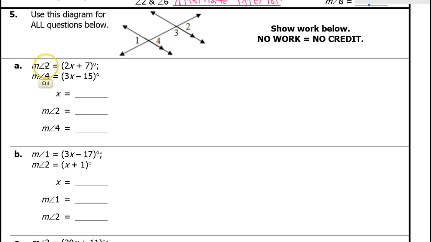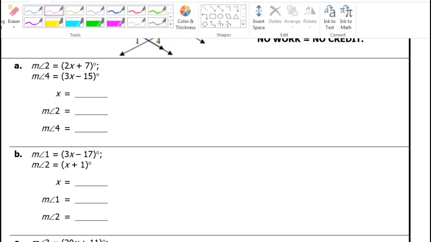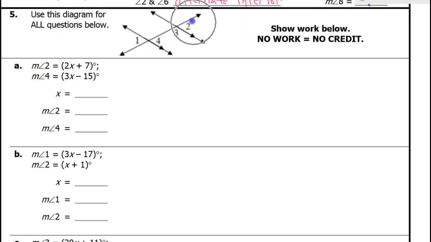So, we've got angle 2 and angle 4. Here's angle 2 and here's angle 4. See how they are both acute? And again, we have parallel lines cut by a transversal. So all of the acute angles will be equal to each other. They'll all be congruent. All right, these are corresponding angles, and they're going to be equal. So that's why I'm going to set these equal to each other.